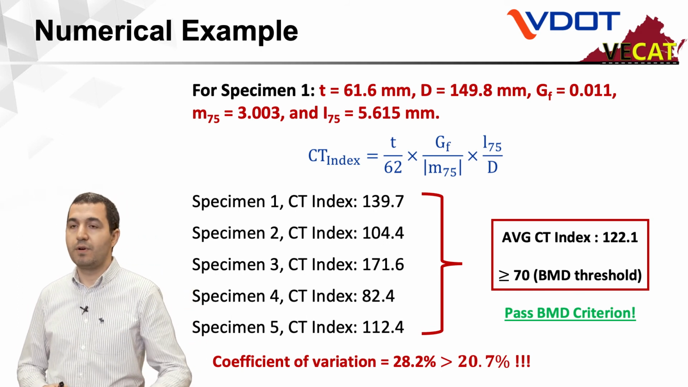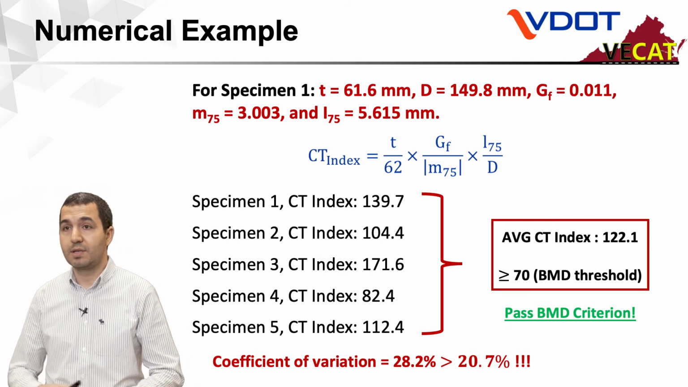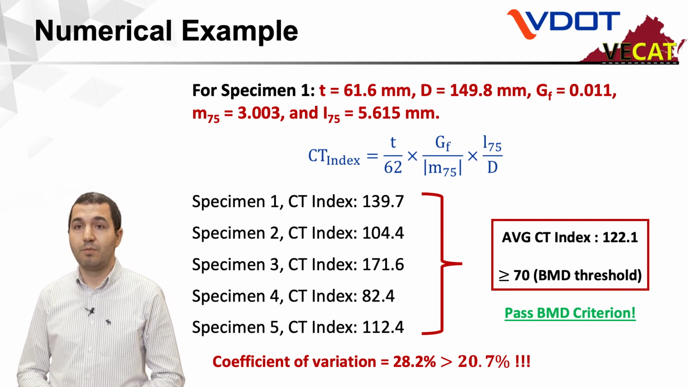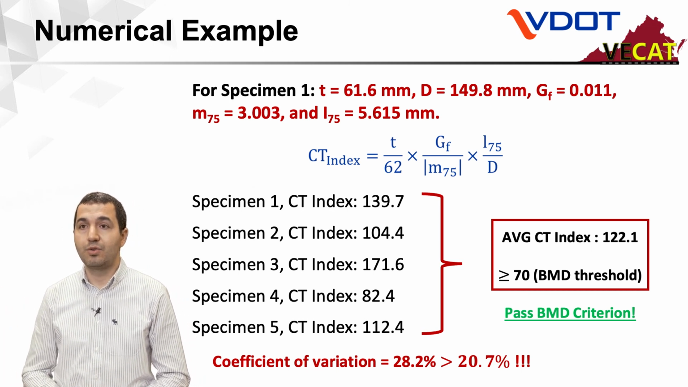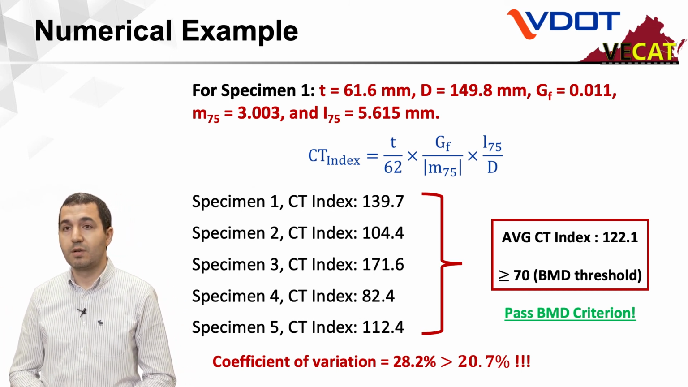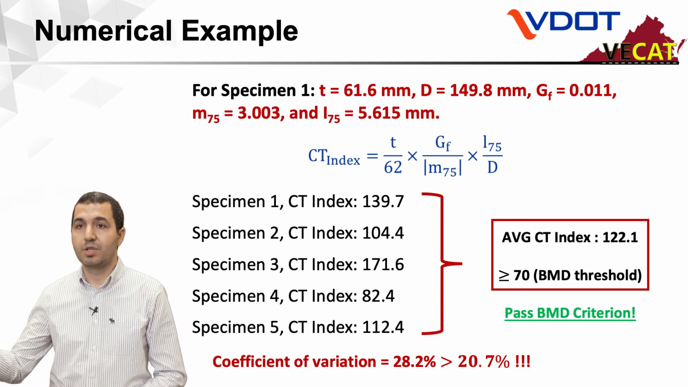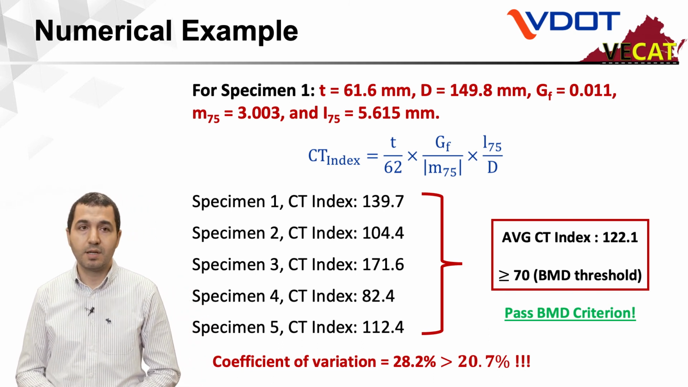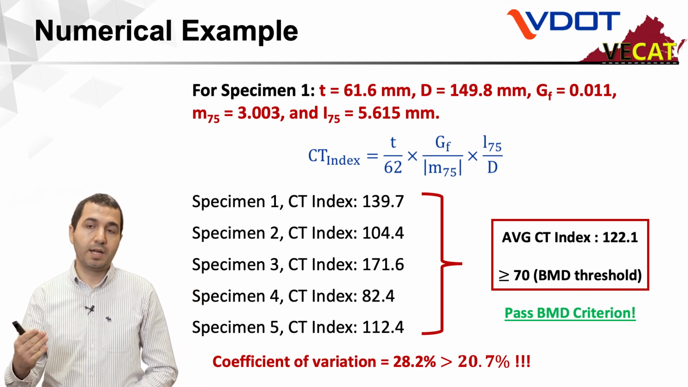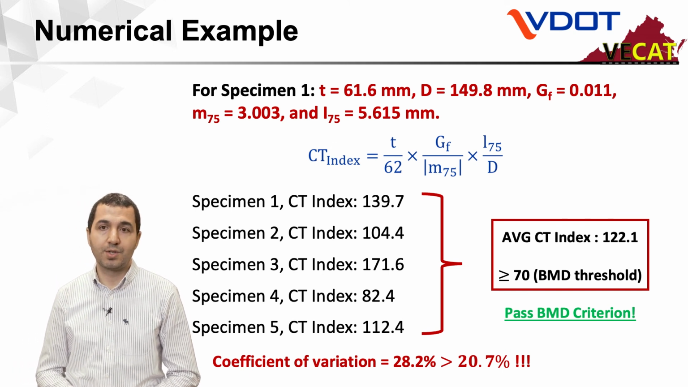Again, all of the machines provide CT index automatically. You don't have to do this calculation by hand, but just in case, there's the equation, and you determine the numbers from the load versus displacement curve, as well as your specimen dimensions, and plug and chug your numbers for CT index. What we see here is a real example, 5 replicates from a mixture testing.